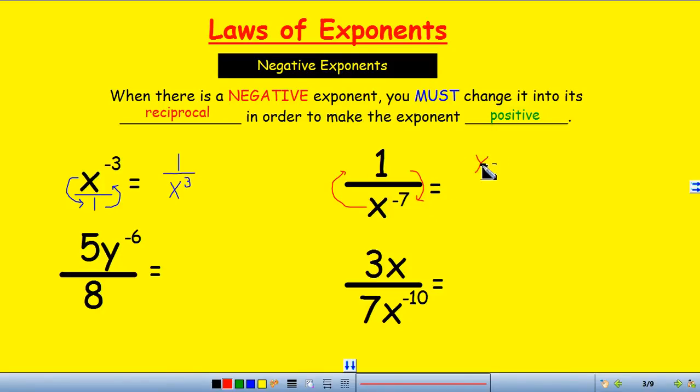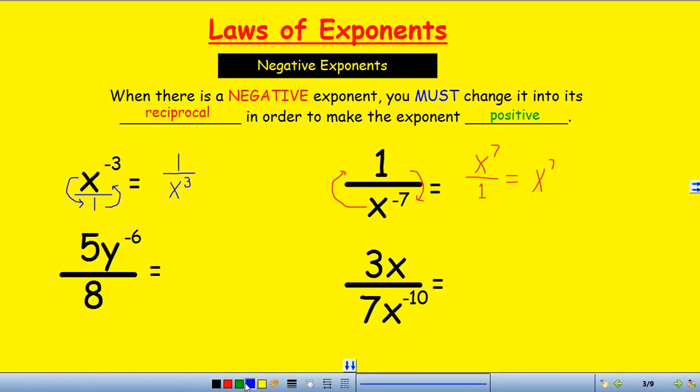We have x to the power of positive 7, now that we've moved it up to our numerator, and this is over 1. If I simplify that, we don't need a 1 in our denominator, because we know that anything divided by 1 is itself. So our final answer is x to the power of 7.